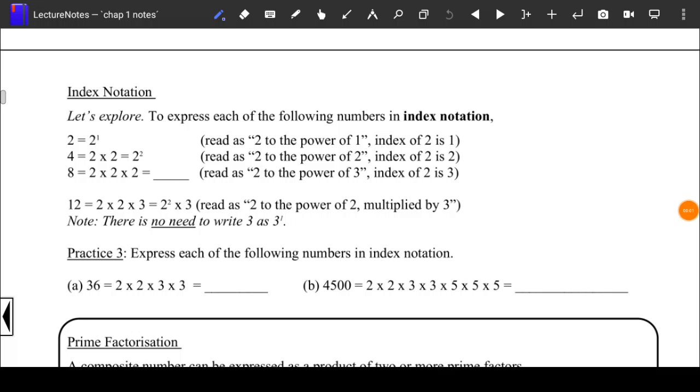So today's lesson will be on index notation. Alright, so we will just share. So first we want to understand what is index notation. Alright, so just now you all shared. What do you understand by index notation?